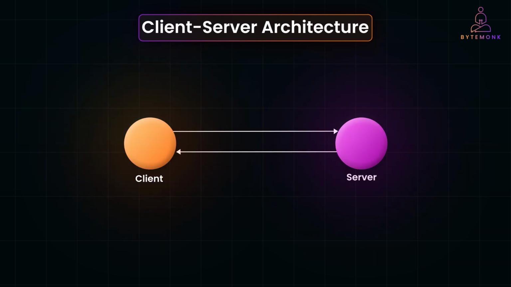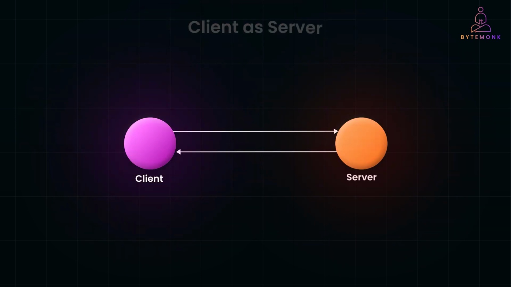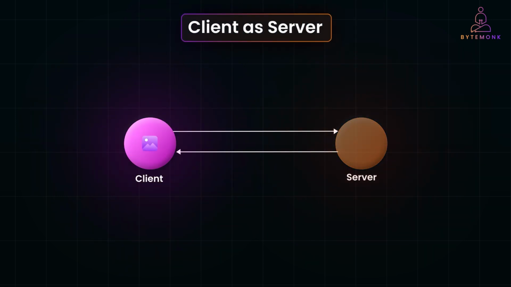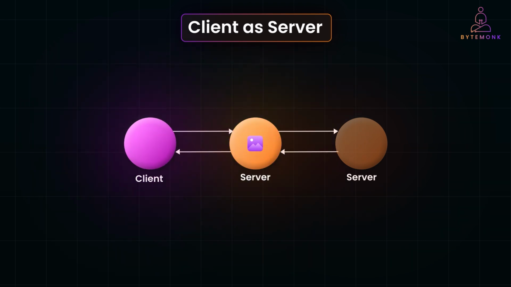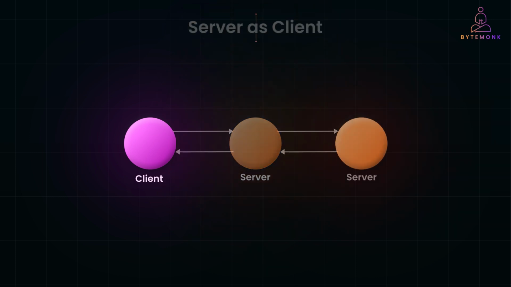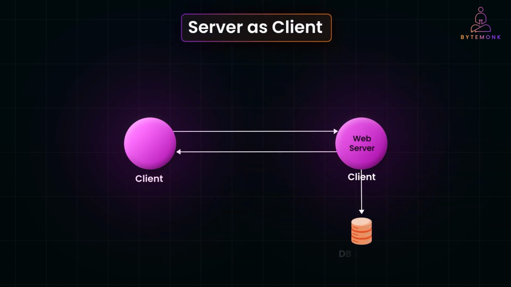A system can switch roles depending on the context of the interaction. So suppose you are sharing a file from your computer, like sending a photo. In this case, your computer acts as a server because it is now providing data, that is the photo, to another computer. Or let's say there is a web server that needs to get information from a database, like user details. In this case, the web server temporarily acts as a client because it is making a request to another service, that is the database server.